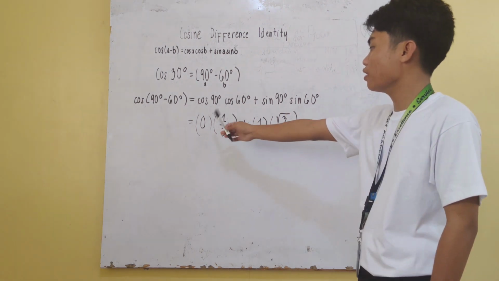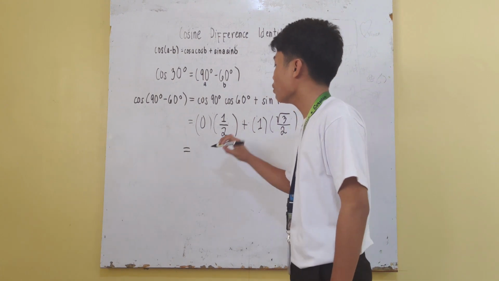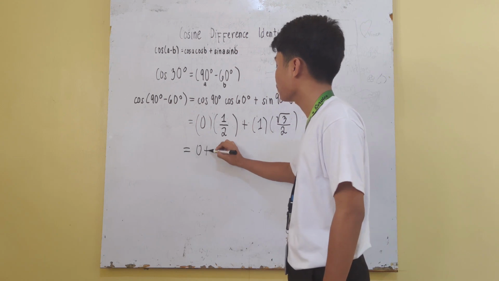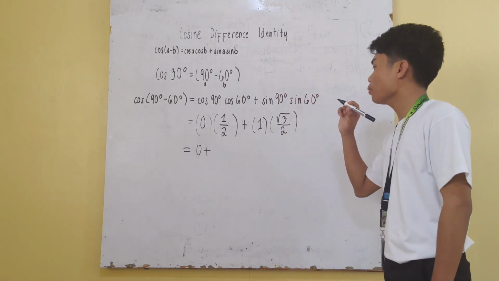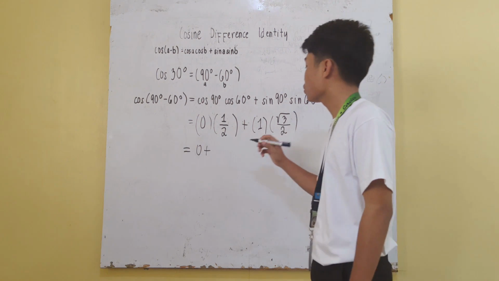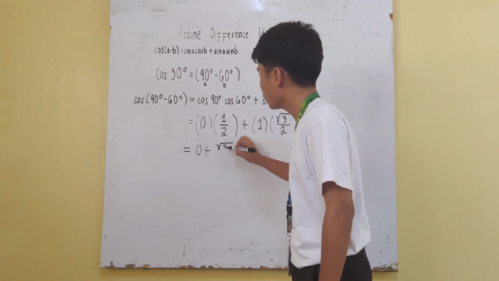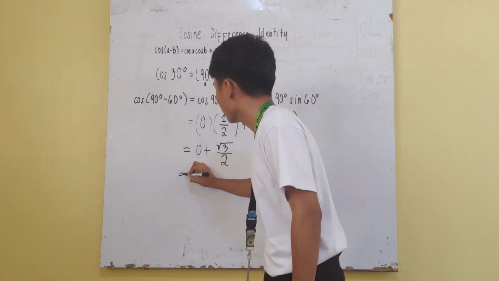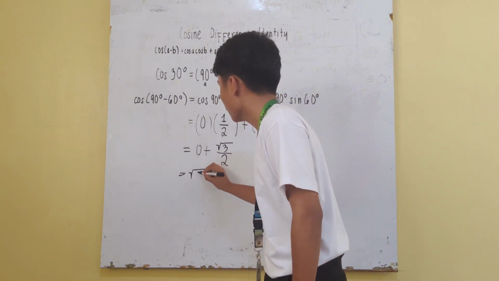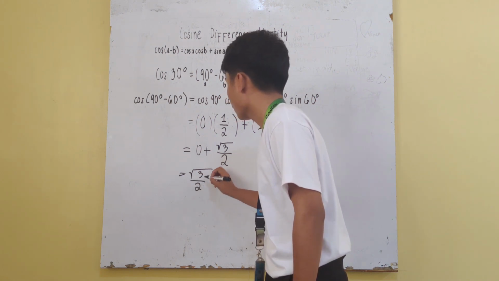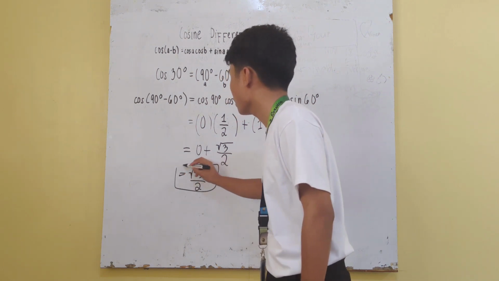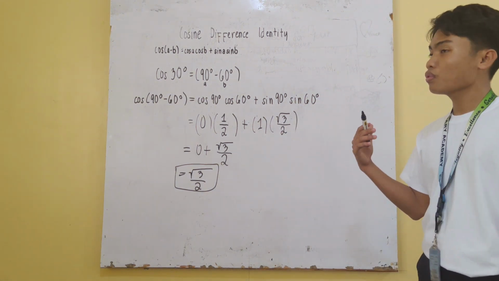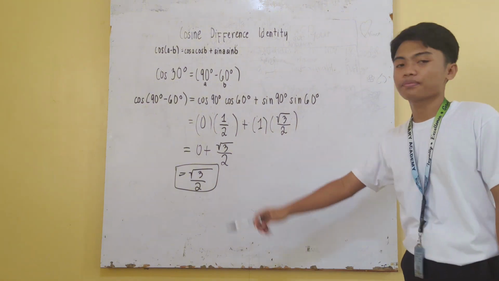Now, let us multiply these first. So 0 multiplied by 1 half is 0, plus 1 multiplied by square root of 3 over 2 is square root of 3 over 2. 0 plus square root of 3 over 2 is square root of 3 over 2. Hence, this is the exact value of cosine 30 degrees using the cosine difference identity.